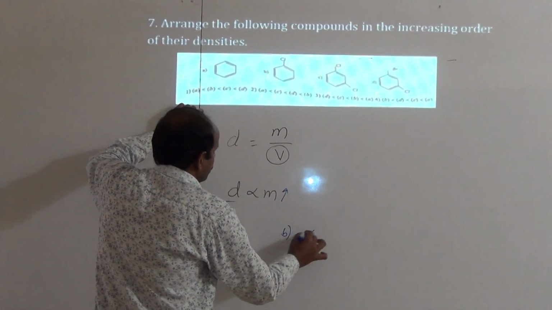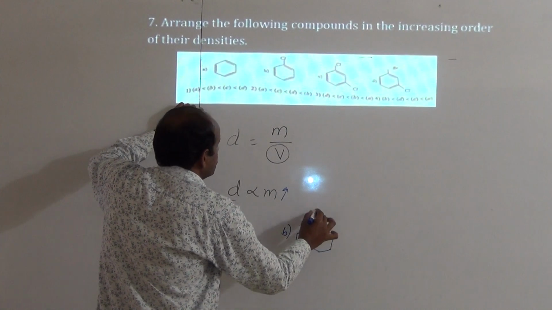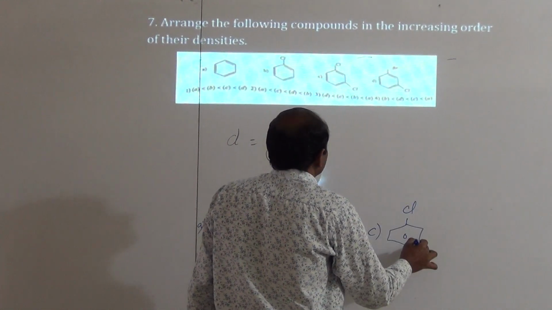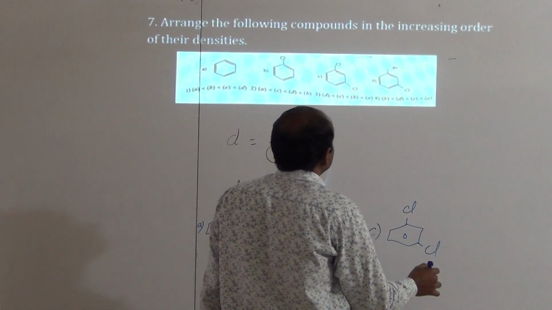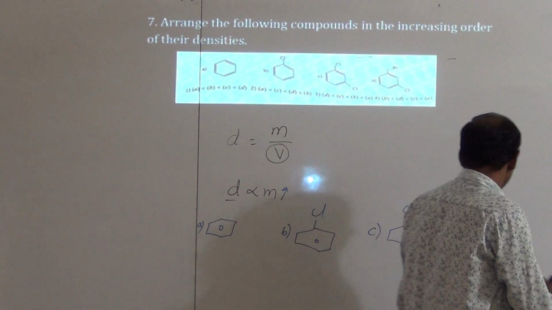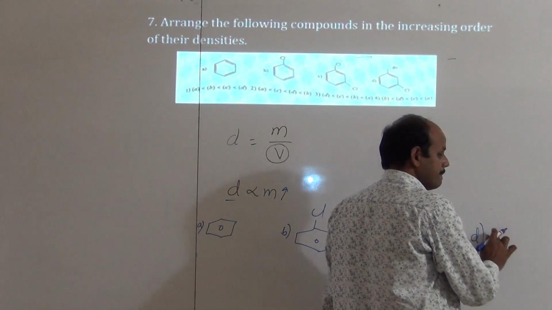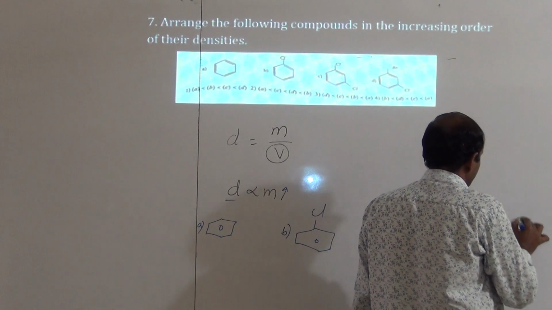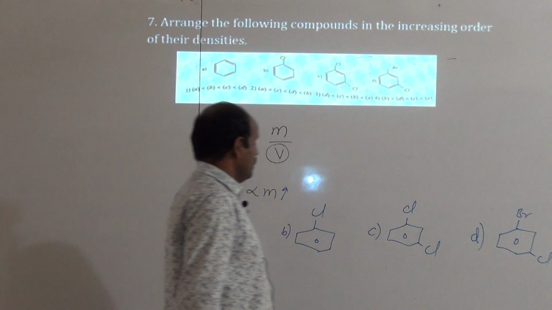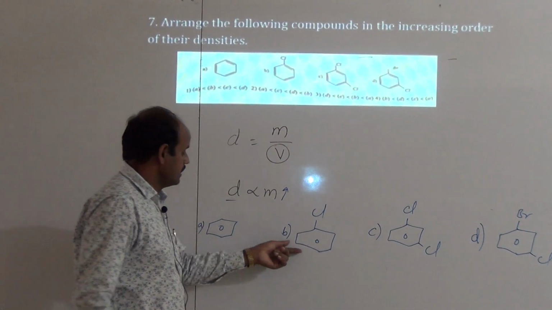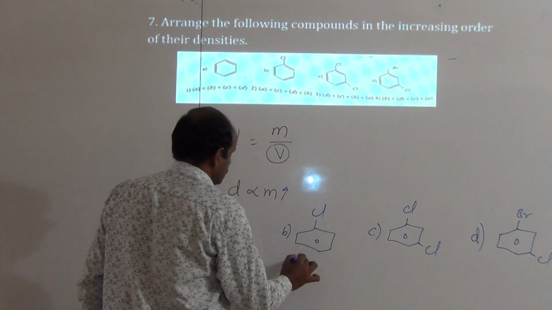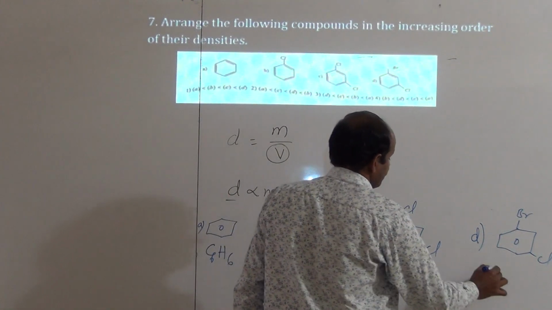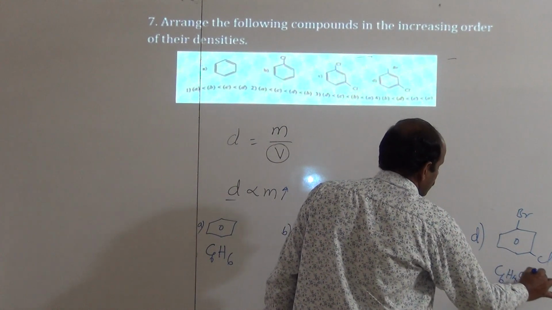Next, option B, chlorobenzene, and third option C, dichlorobenzene, metadichlorobenzene, and the fourth option is 3-bromo-1-chlorobenzene, Cl is there. So the first is benzene, C6H6, then C6H5Cl, C6H4Cl2, and C6H4ClBr.